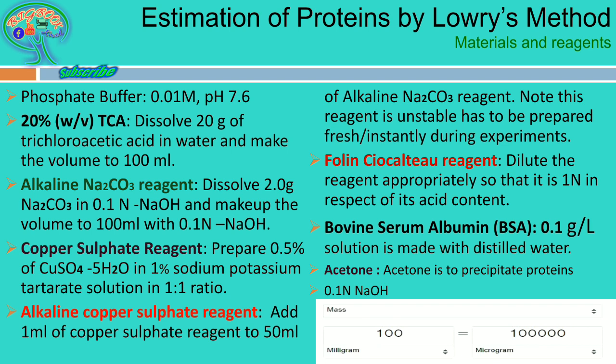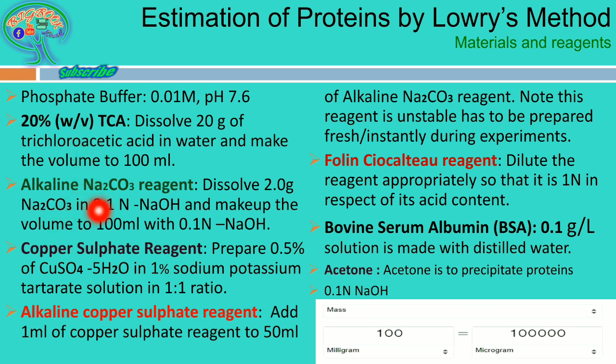Now, materials and reagents required. First is the phosphate buffer, next is the 20% TCA, then the alkaline sodium carbonate reagent, the copper sulfate reagent, the alkaline copper sulfate reagent, Folin-Ciocalteu reagent, bovine serum albumin, acetone, and 0.1 normal NaOH. So these are the reagents required. The phosphate buffer and the 20% weight per volume TCA are very specific within the procedure, which I will explain in the following procedure.